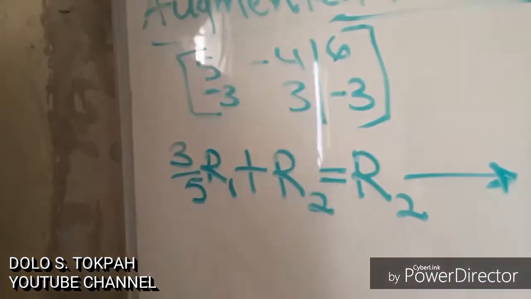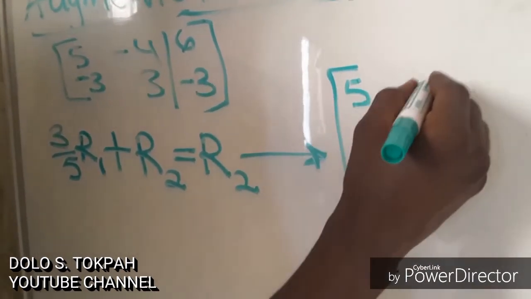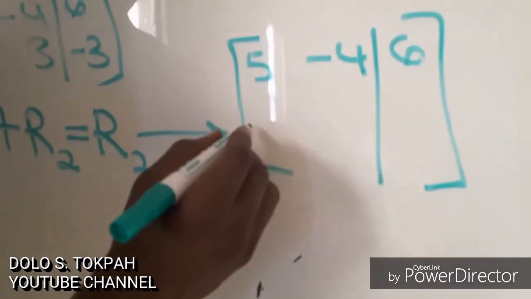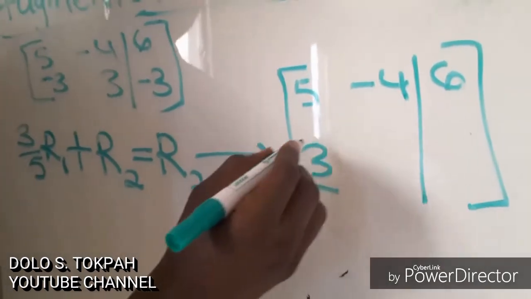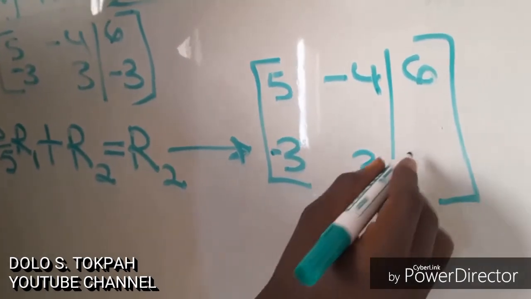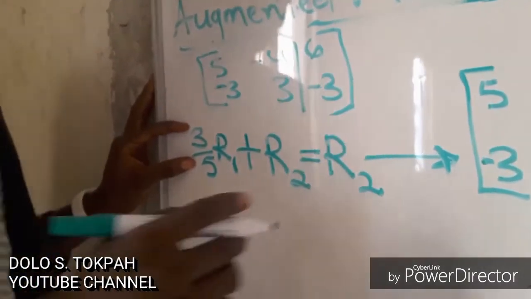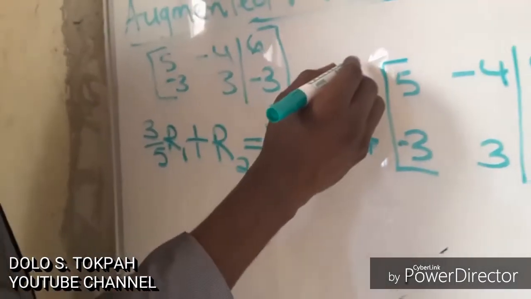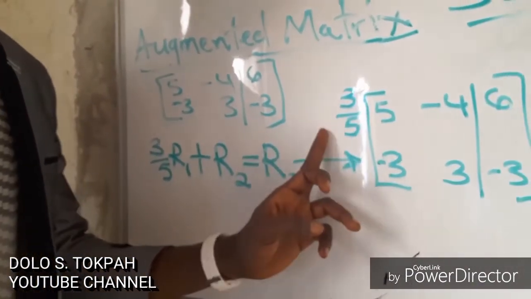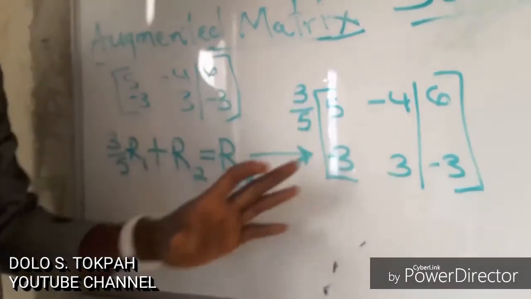So let's indicate it. We have 5, minus 4, and 6, the constant, then we have minus 3, positive 3, and minus 3. So this means that for this 5, we're going to place 3 over 5 here, such that when we multiply 3 over 5 by 5, we're going to have positive 3. Minus 3 will give us 0. So we are done with this.